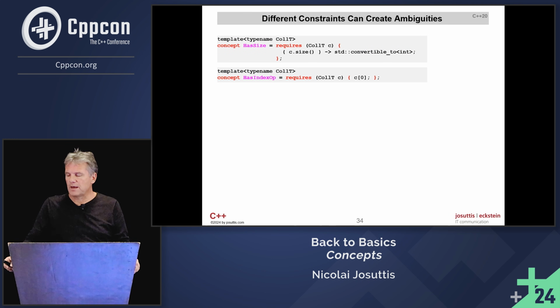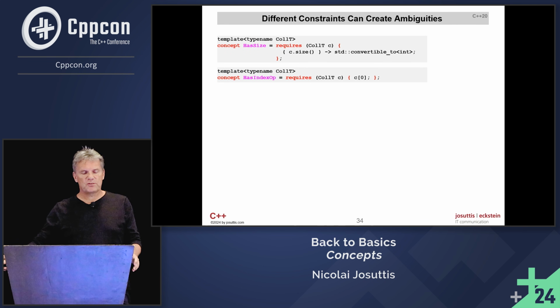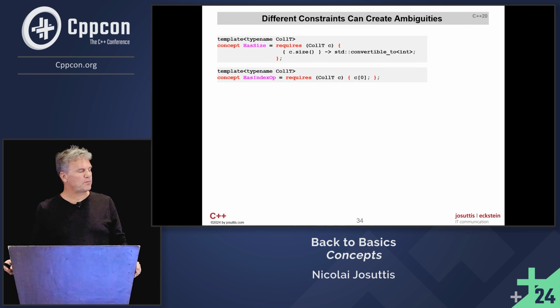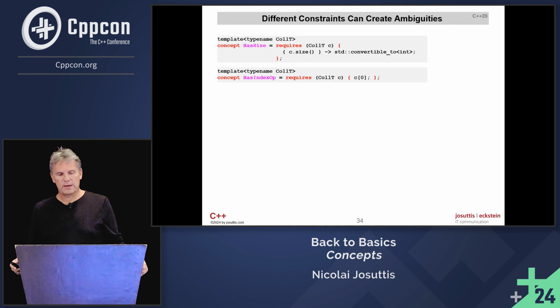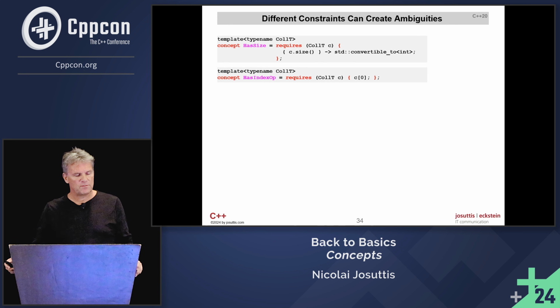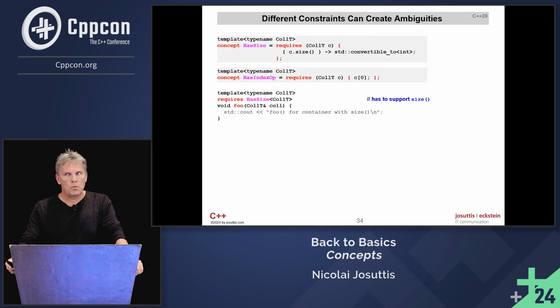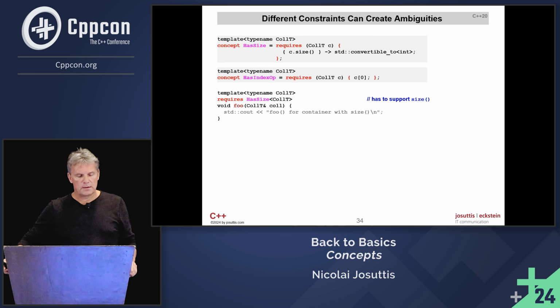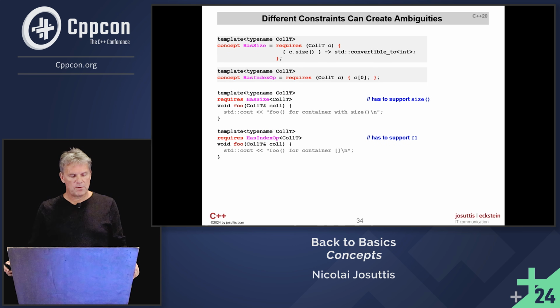And we have other new interesting issues that can happen. So one is, you have two concepts here. One checks for has size, and one checks for whether we can use an index operator for a type called T. So now let's assume we have a function foo that requires that size is there, and the other that we require that we have an index operator. Why the hell do we do that?